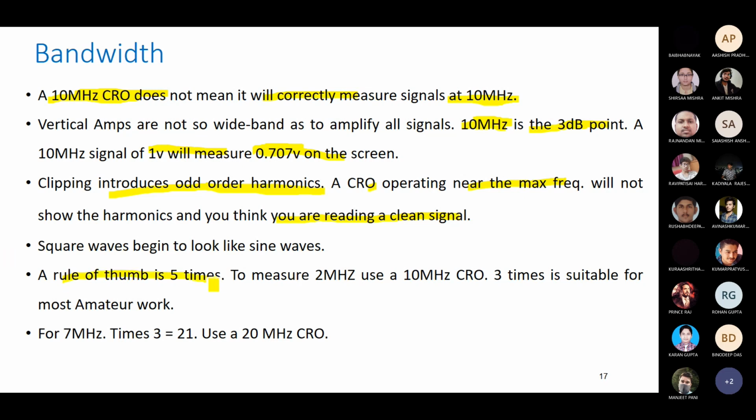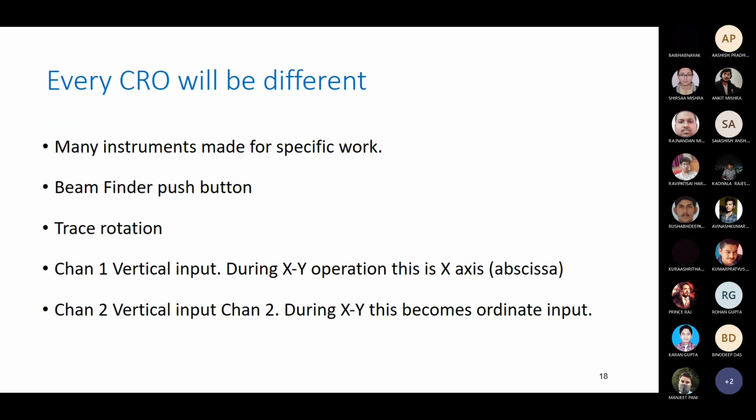There is a thumb rule of 5 times. To measure 2 megahertz you use a 10 megahertz CRO, so normally we are able to measure 1/5; if it is 10 megahertz, it means up to 2 megahertz. A factor of 3 times is suitable for most amateur work. For 7 megahertz, 3 times means 21, so a 20 megahertz oscilloscope is required. These are some default values that are given.